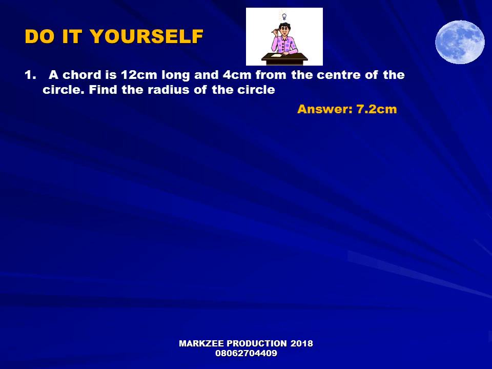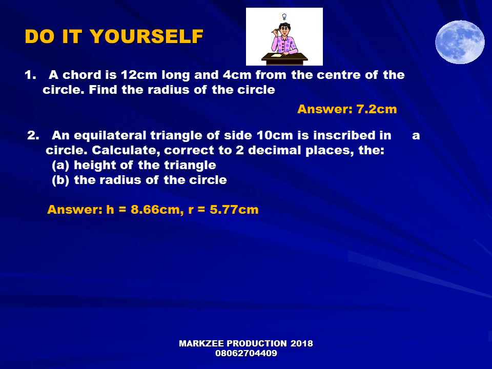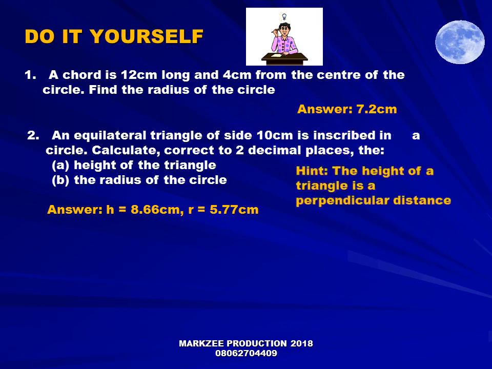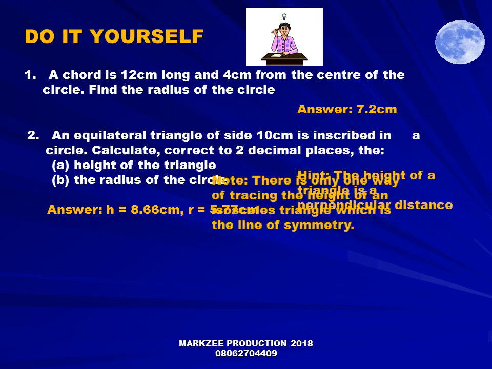Now do this yourself. A chord is 12 centimeters long and 4 centimeters from the center of the circle. Find the radius of the circle. That should be your answer there. The second question, an equilateral triangle this time is inscribed in a circle. Calculate the height of the triangle, then the radius of the circle. That should be your answer. So make sure you do these exercises yourself, okay? So that's a hint for that particular question.